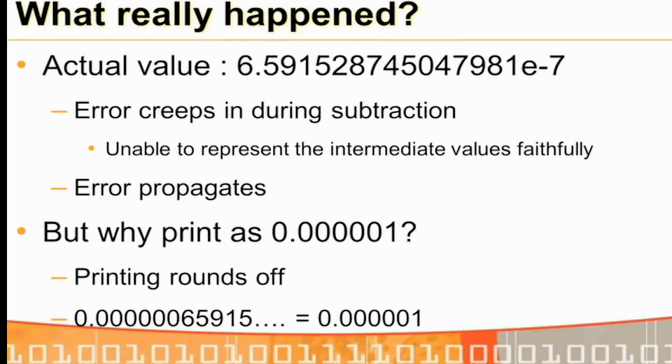Now, the error actually crept in while we were subtracting, right? Why? Because some of the intermediate values were not able to be represented faithfully, and then the error propagates. But why did the print statement print it as 0.00001? Because the printing actually rounds it off. As you see here, 1, 2, 3, 4, 5, 6, 7, so this 0.06 actually became 1. So printf actually rounds the value.